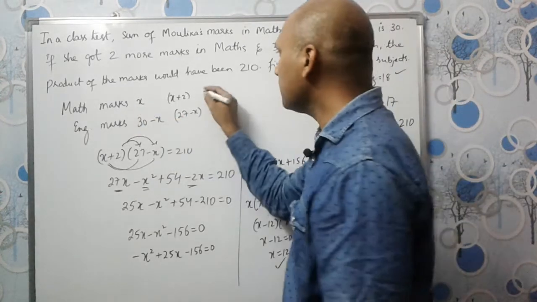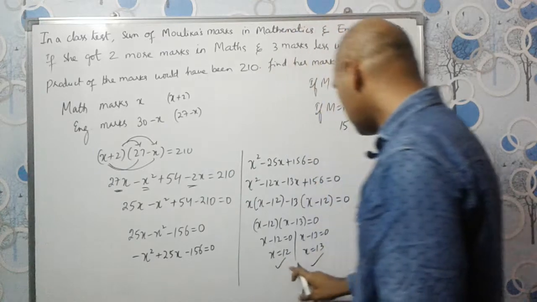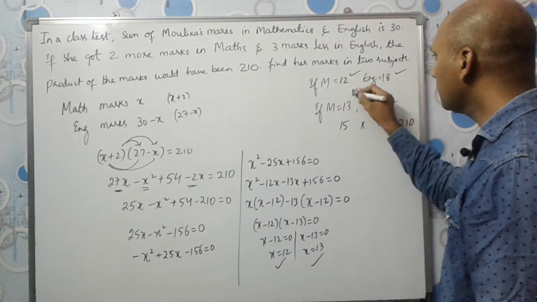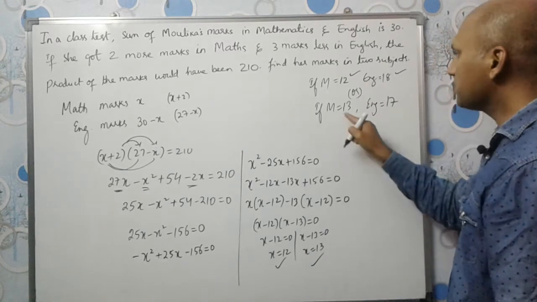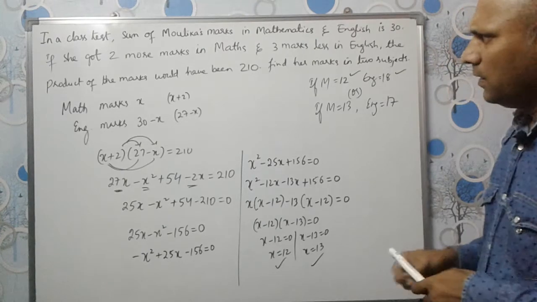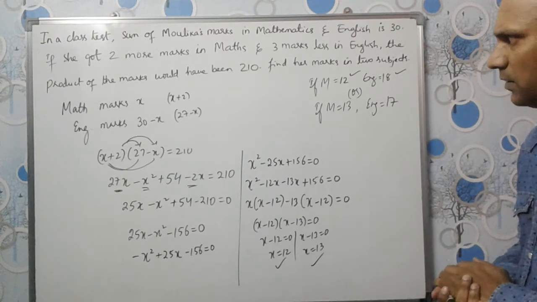So maths marks are 12 and English marks 18, or maths marks 13 and English marks 17. I hope you understood this problem.